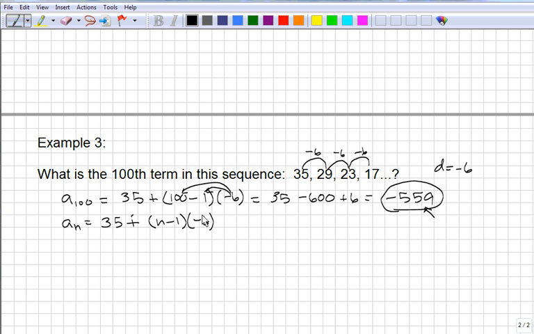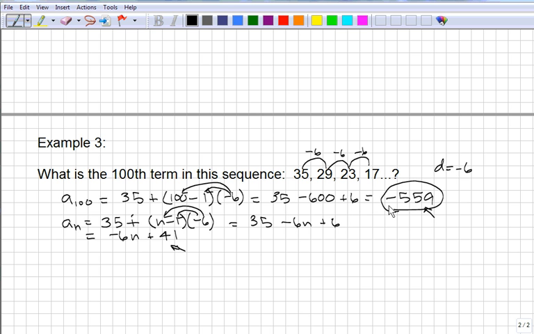And again, we can use the distributive property. Multiply through by the negative 6, and we'll get 35 minus 6n, right? Because negative 6 times n gives you minus 6n, plus 6. All right. So the general formula for a_n is negative 6 times n plus 41. Okay? And then you can plug any number into this formula and get that term in the sequence.